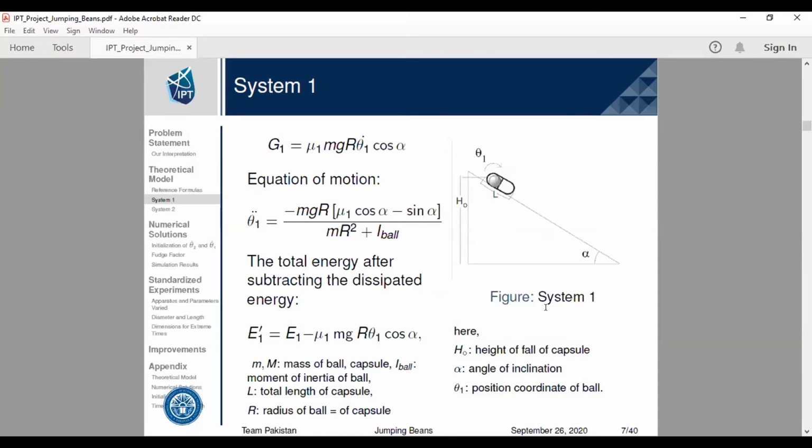to system 2. You can here see the equations, the Rayleigh dissipation function equation, which we catered for our equation of motion, and then we got the equation of motion as theta 1 double dot as seen on screen. The total energy after subtracting the dissipated energy is E1 prime, and the parameters are listed below.